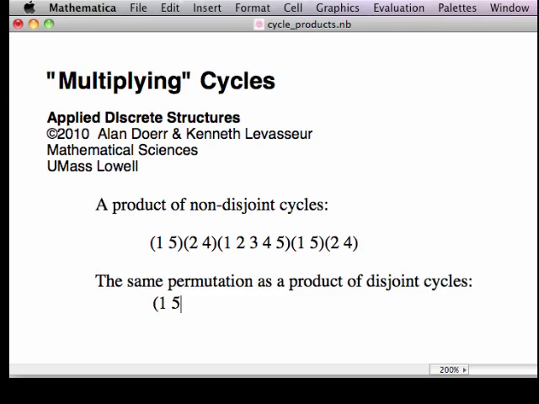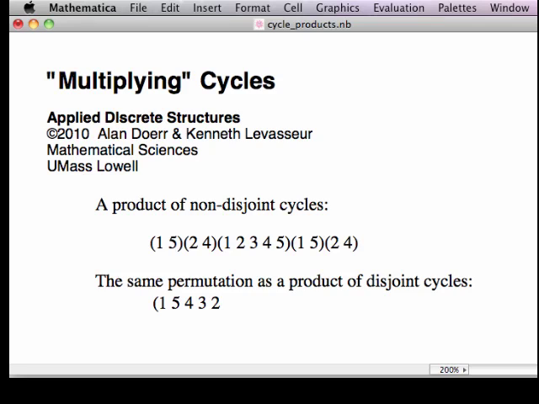What happens to 5? Well, 5 moves to 1, again by the second cycle starting from the right. 1 moves to 2, and then 2 to 4. So 5 moves to 4. Four gets moved to 2, 2 to 3, and 3 no longer appears, so 4 moves to 3. Next, 3 moves to 4, and 4 to 2.